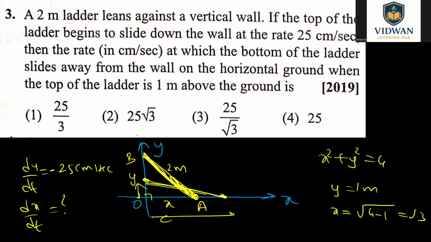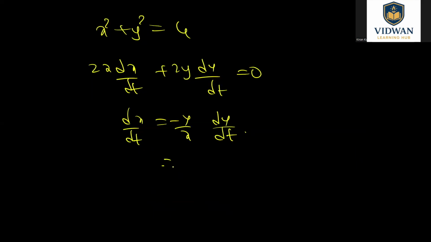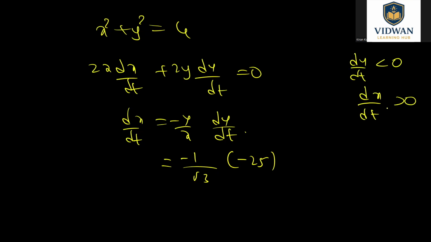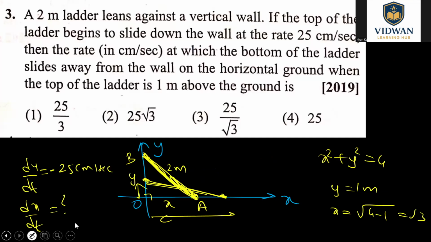So x is root 3, y is 1, you can substitute. And dy/dt, you have to write the value as minus 25, because the height will decrease, but as it goes toward the right, x will increase. So dy/dt should be negative, because y will reduce and x will increase. It goes toward the right. This is positive. So minus of minus is plus and you get 25 by root 3. The unit will be the same as the previous one. That is, this is cm per second, this is also cm per second.